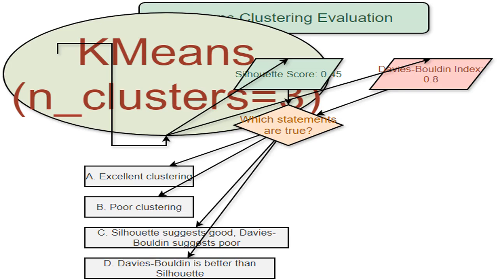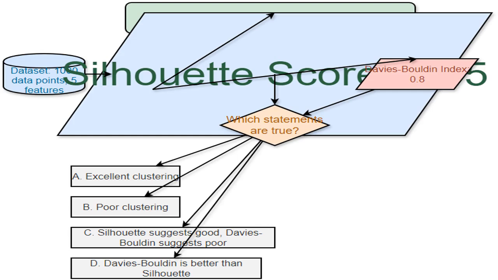The n_clusters equals 3 part tells the algorithm to aim for exactly 3 groups. This score, ranging from -1 to 1, tells me how well separated my clusters are. A score of 0.45 is decent, not great, not terrible. It suggests that most points are reasonably well grouped, but there might be some overlap or ambiguity.